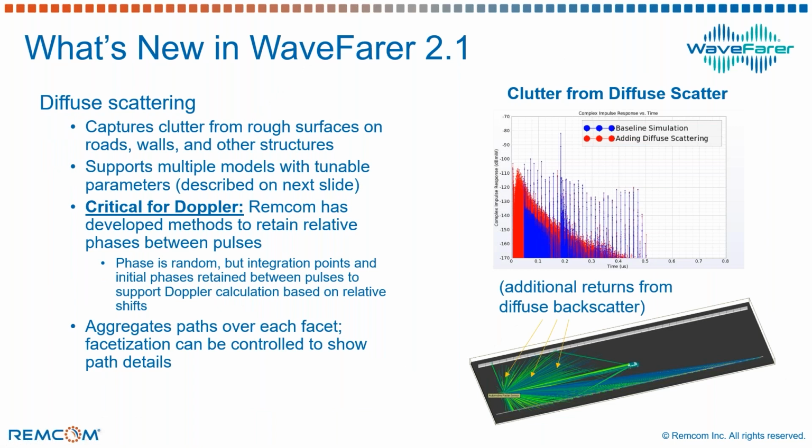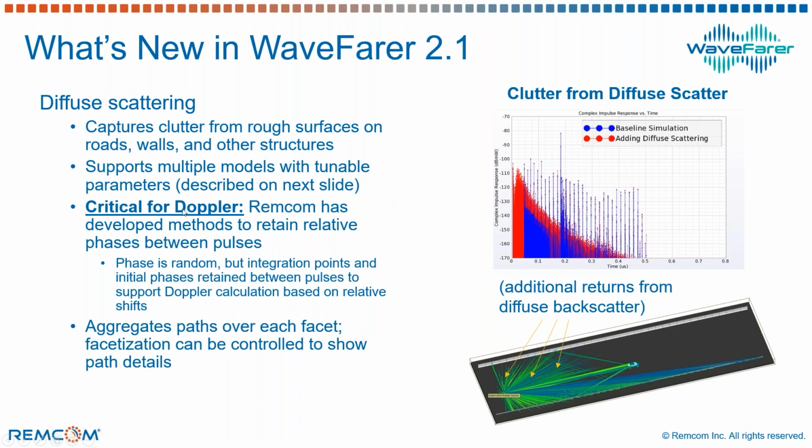So in WaveFarer 2.1, we added some new features, and we're going to be highlighting some of these throughout our demonstration. One of them is diffuse scattering. This captures clutter from rough surfaces on roads, walls, and other structures. We have multiple models that are tunable, as we'll describe a little later.